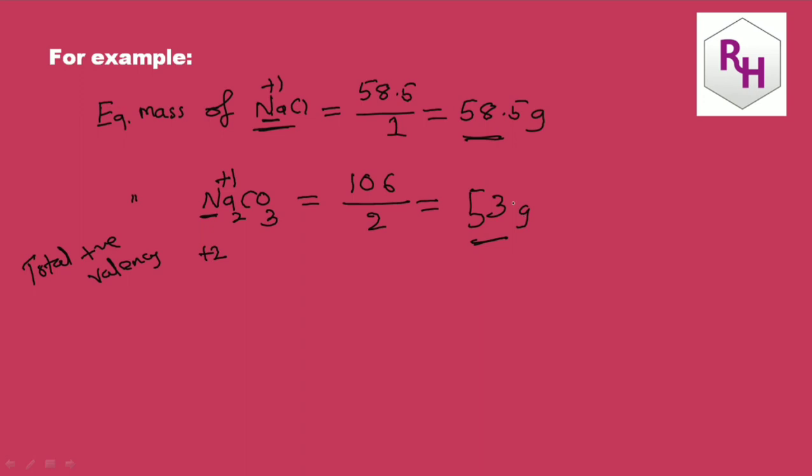For example, BaCl2, you calculate. The molecular mass of BaCl2 is 208, divided by the total positive valency. Now you can see Ba has 2 plus charge, correct? 1 Ba is there, 2 plus, so divided by 2. Total positive valency is 2. So the answer for this is 104 gram. Like this you can easily calculate the equivalent mass of the salt also.